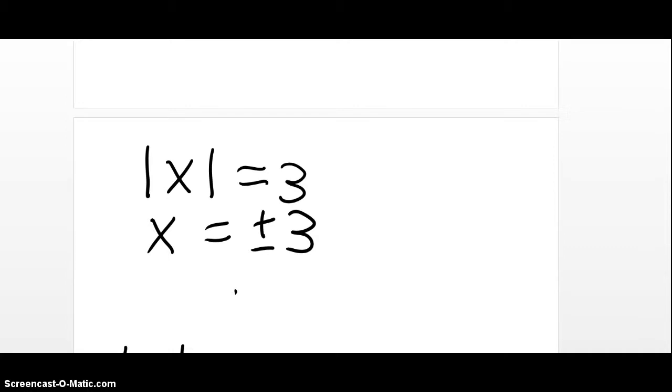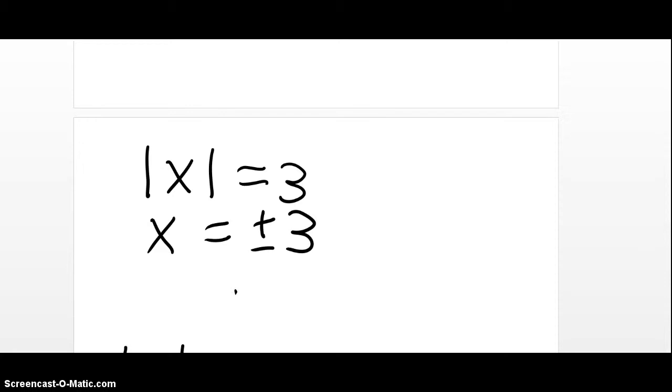Now the first thing is, remember, the absolute value of a number is just the same number except it's the positive version of it. So for example, the absolute value of 4 is still 4. The absolute value of 2.1 is 2.1. The absolute value of negative 3.5 is positive 3.5. The absolute value of negative 7 is positive 7. The absolute value of 0 is 0.